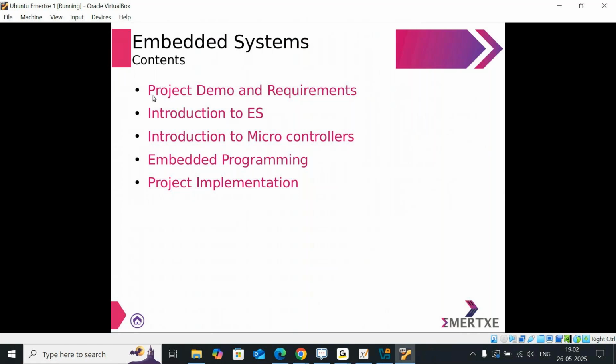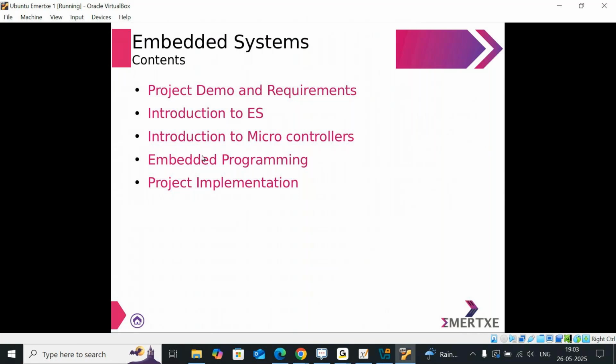We first learned about the project requirements, and we observed how the project works. The next is introduction to embedded system. Since we are doing an embedded system project, we should understand embedded systems. That is the second chapter. Then we are going to understand microcontrollers. Since our project is based on microcontrollers, we have to understand them. That is the third topic.